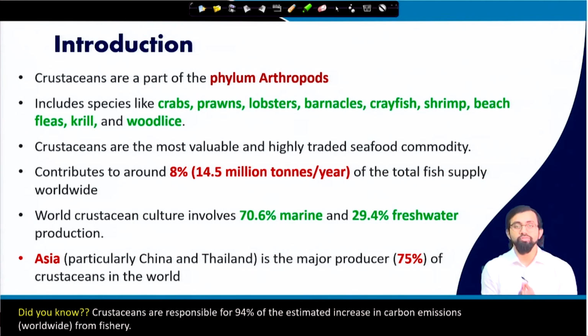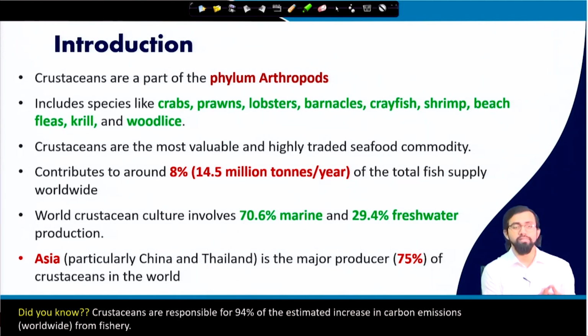They are actually the most valuable and the most highly traded seafood commodity in the aquaculture industry. It contributes around 8% of total fish supply worldwide, almost 14.5 million tons per year. World crustacean culture involves almost 70.6% marine and 29.4% freshwater production.